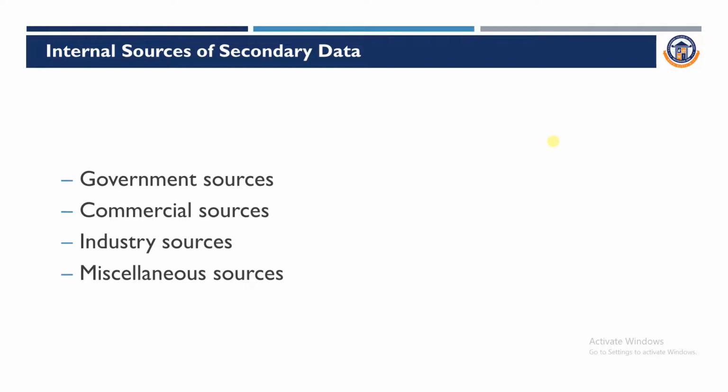Next are external sources. External sources of data are where you can collect data from government sources, government gazettes, or commercial sources, magazines, journals, and so on. Then there are industrial sources. Today we have several websites which give us information about the share markets, the stock exchanges, and other information. Other miscellaneous resources, all these are called external sources of secondary data, which you can collect and make use of.